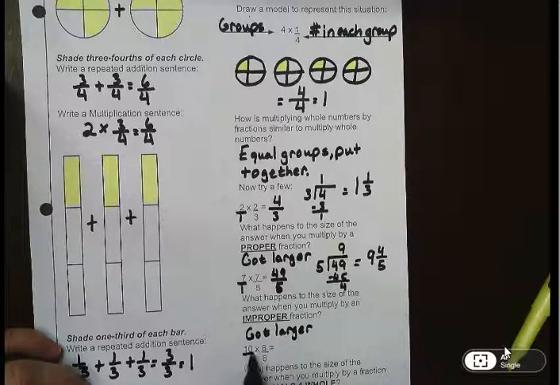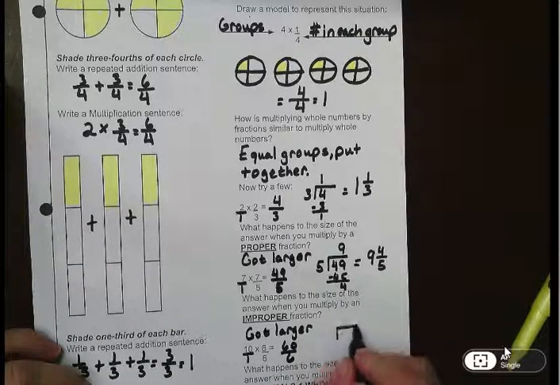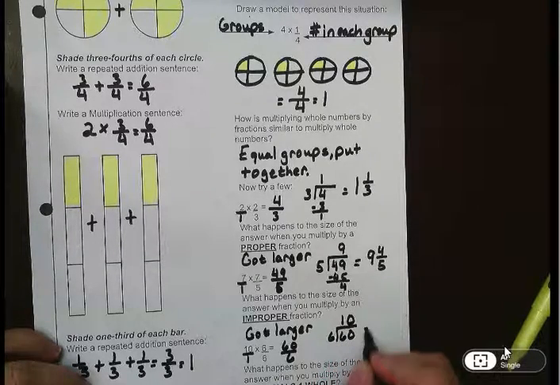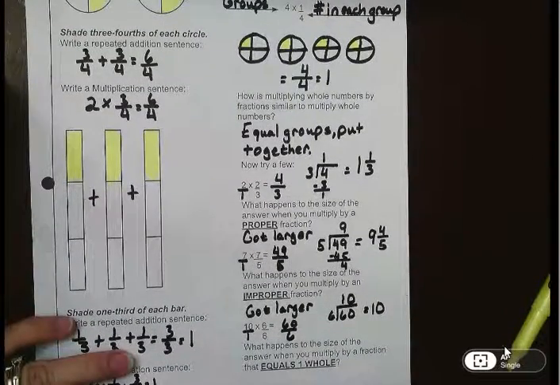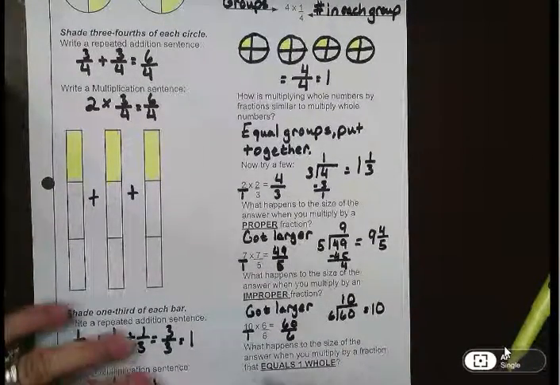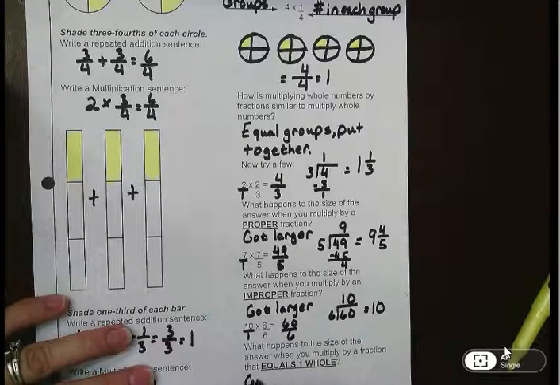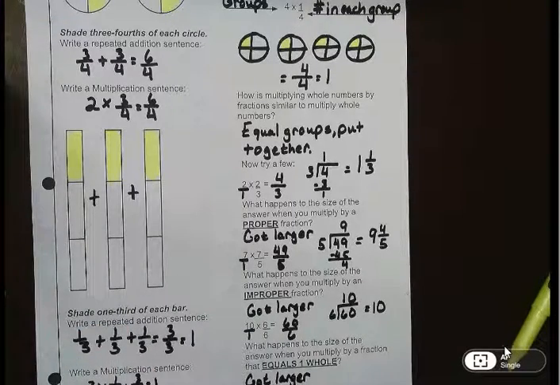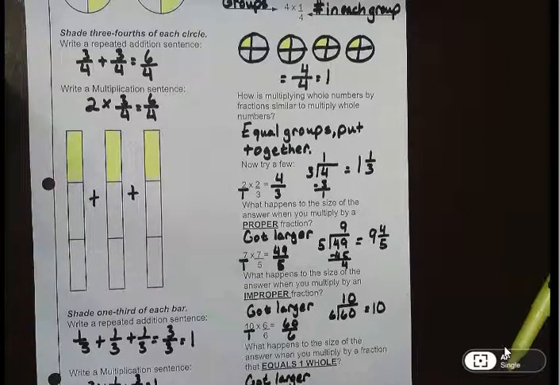So we've got one last problem to do. We'll hang this over 1. We get 60 over 6. We can divide to make that proper, and we get an answer of 10 wholes. So what happened to the size of the answer when you multiply by a fraction that equals 1 whole? Once again, it got larger. So multiplication puts small groups together, and you get a larger answer. Okay, go ahead and glue this into your notes section.